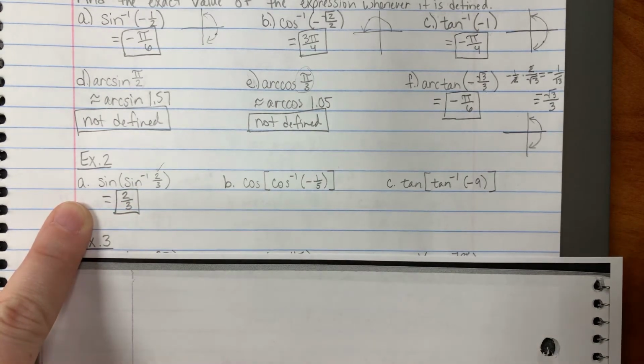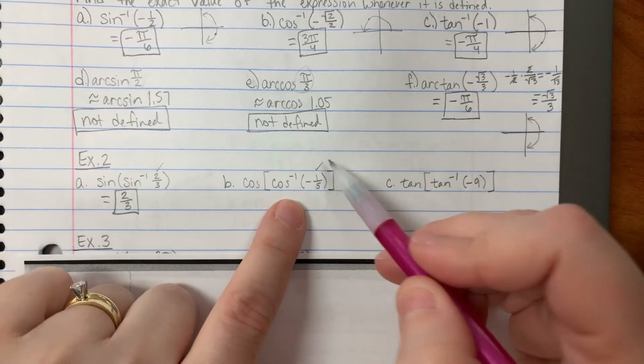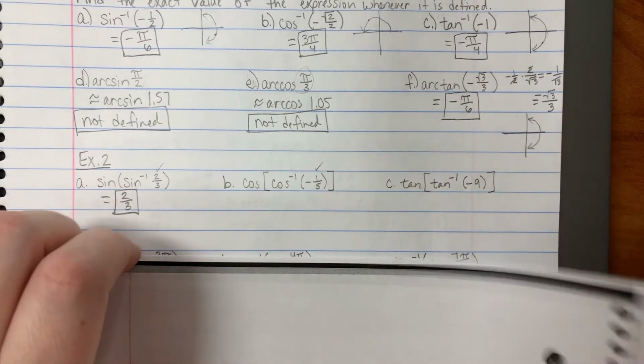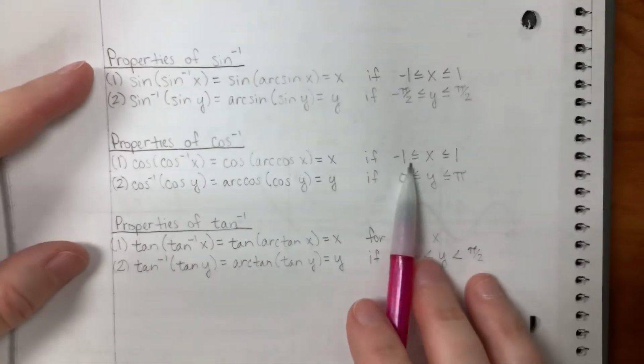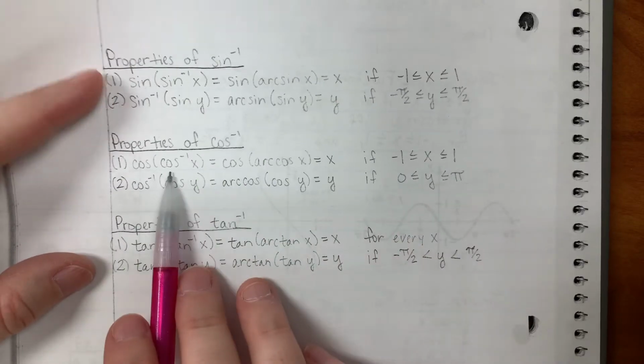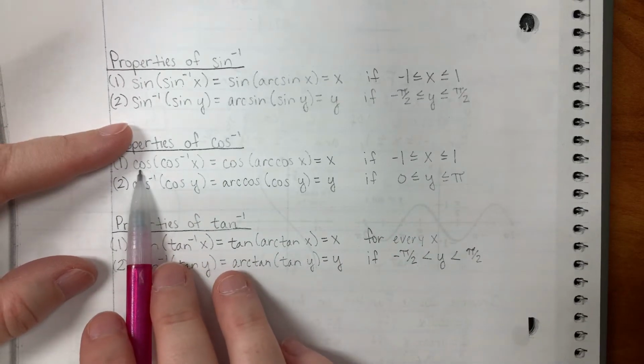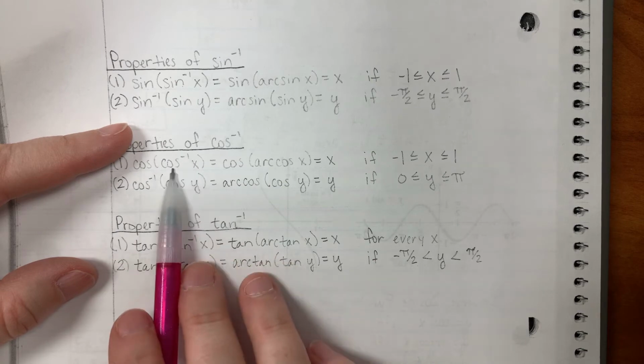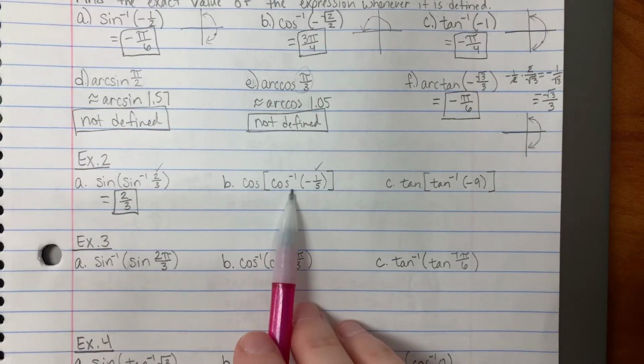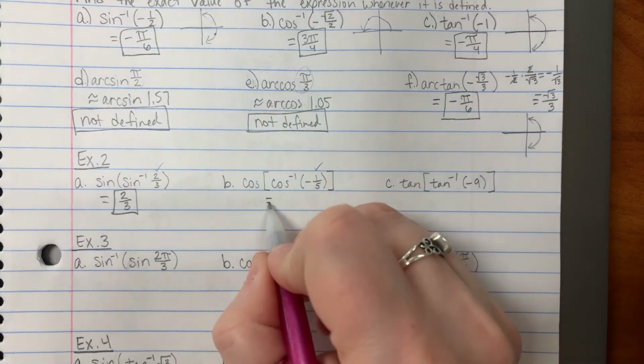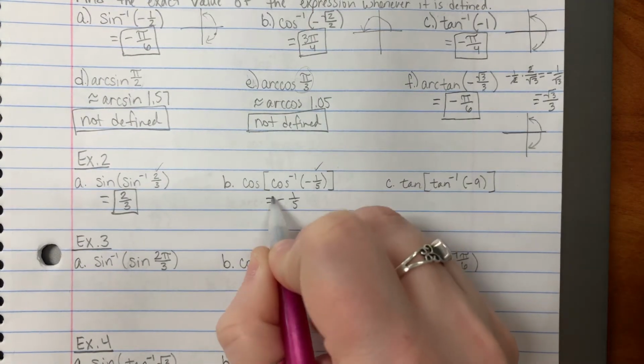That's the easy part. This one also fits between negative 1 and 1, so let's look at cosine, make sure it's the same, between negative 1 and 1. And again, here's my rule: cosine of inverse sine gives me x right back. So this is negative 1/5.